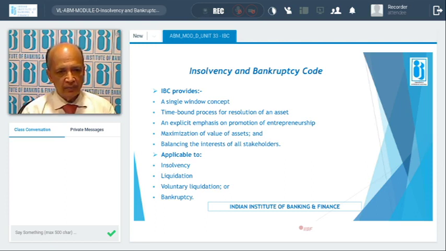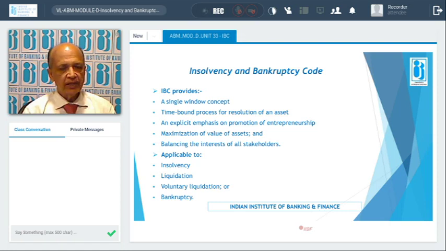Another provision under this code is a time-bound process for resolution of the asset. As per the IBC Act, the resolution plan should be completed within 180 days. In exceptional cases, if the creditors committee agrees with an absolute majority, a further extension of up to 90 days can be considered, making a total of 270 days. That is a very exceptional case only. Else, the resolution plan should be completed within 180 days. That is why it is a time-bound process for resolution of the asset.